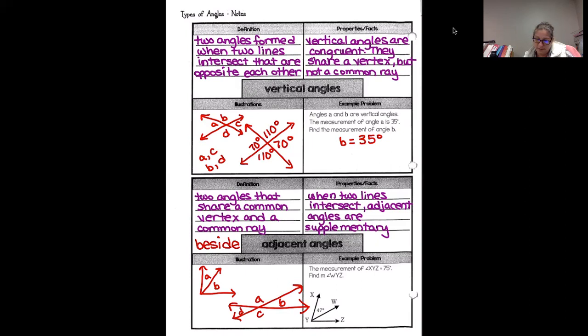So looking at the example problem here, the measurement of X, Y, Z, the whole thing is 75 degrees. So to find W, Y, Z, we would say 75 equals 47 plus, I'm going to call the missing angle A. So the missing angle is 28 degrees.